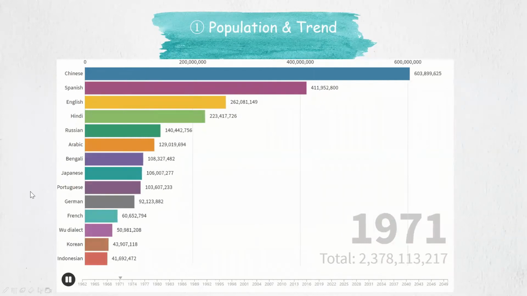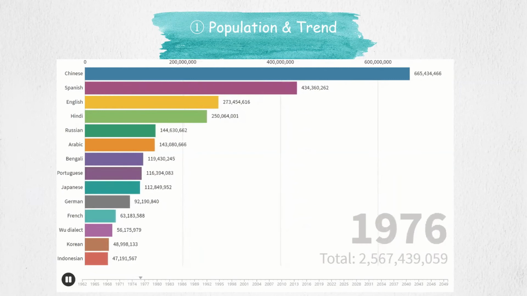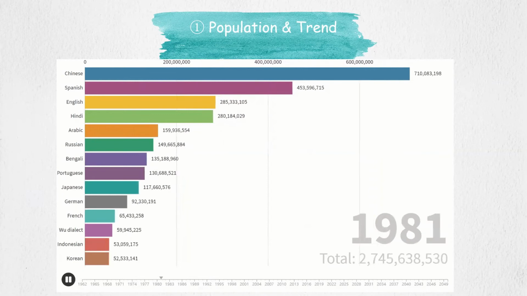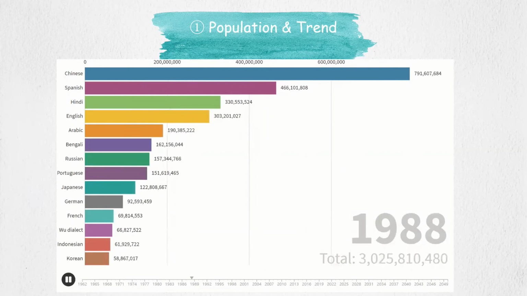In addition, we also designed the trend of language speakers over time by using dynamic bar charts. It visualized the data from 1968 to 2020, which could intuitively reflect the floating changes of language users on the timeline.